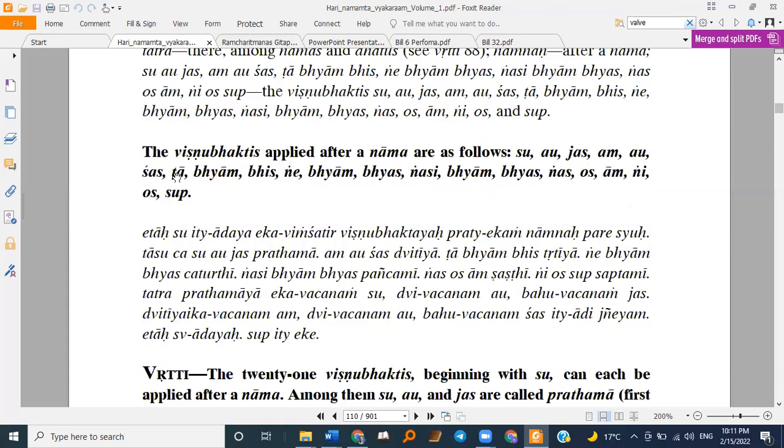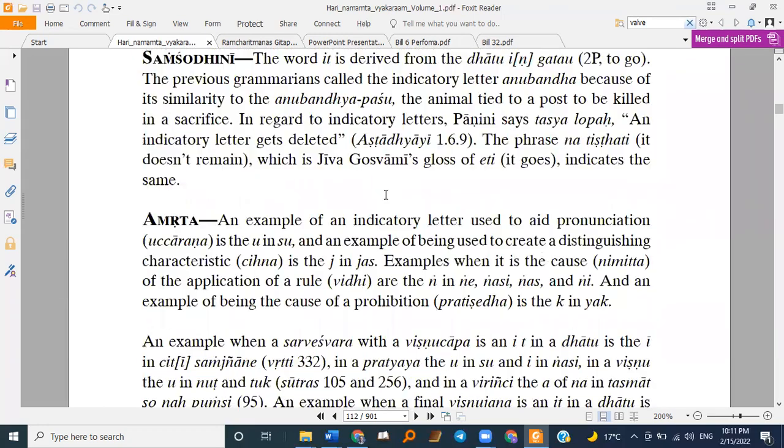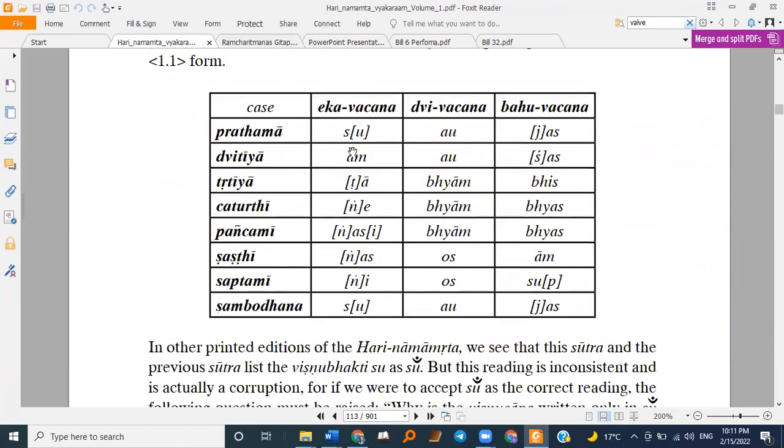So the Vishnu Bhaktis applied after a nama are as follows. Su aujas ityadi. So I believe everyone knows the table. I'll also show it here. Yeah, here we go. So I will request all of you to write it down either digitally or in the notebook, whatever is easy. And try to write it down as it is written here, just as it is, with these brackets and all.